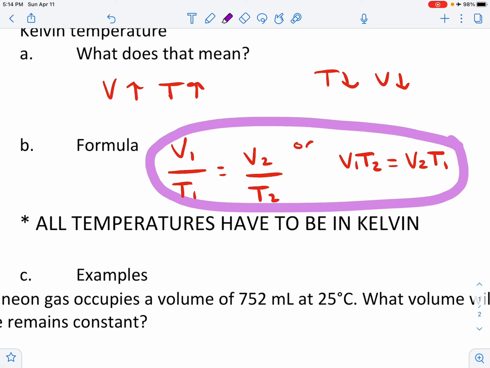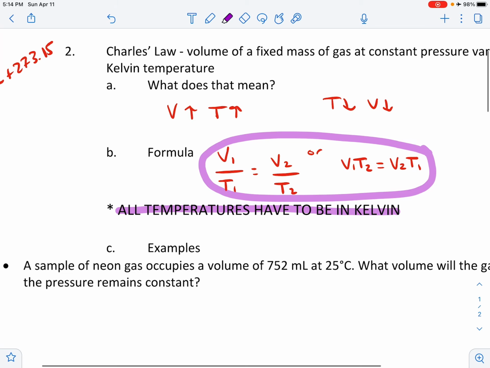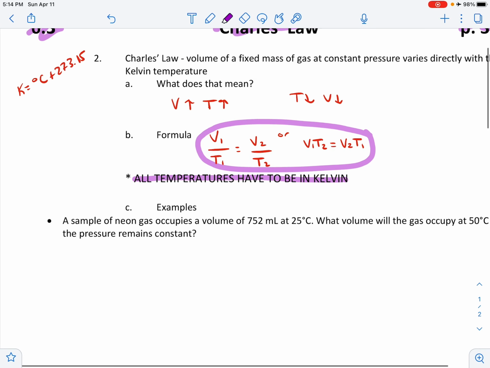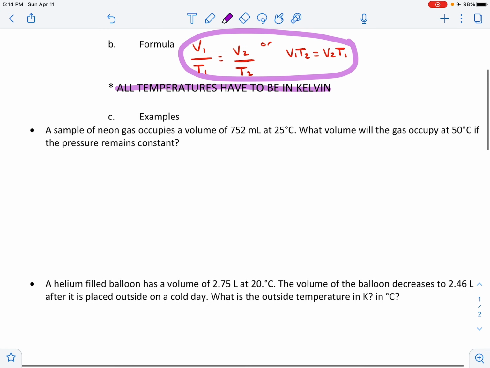The big key here is all our temperatures have to be in Kelvin. We have to change all our temperatures to Kelvin first and foremost before we do anything else. Okay, let's look at some examples here. And remember our formula for finding Kelvin, which we put right up there.